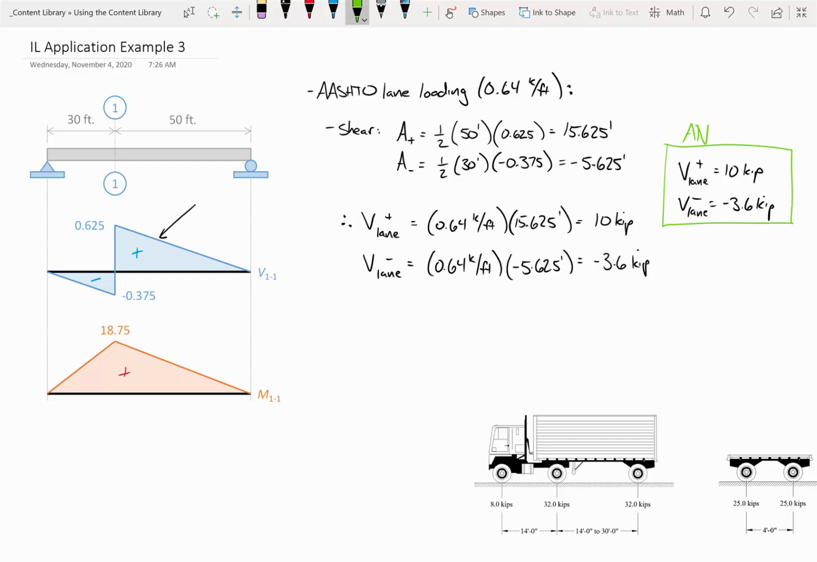And these values in these load models come from studying bridge behavior, collecting data, we call it weigh in motion data, and trying to develop a load model that represents the worst case scenario. So if you're wondering where the 0.64 kips per foot comes from, that just comes from studying the real world behavior of bridges and coming up with a load model that's simple but represents realistic worst case scenarios that we need to deal with.